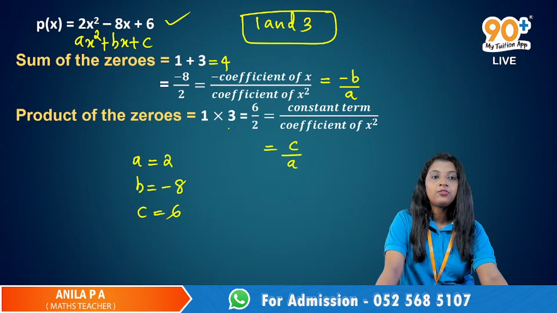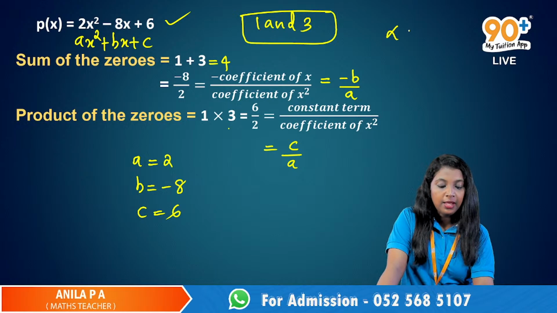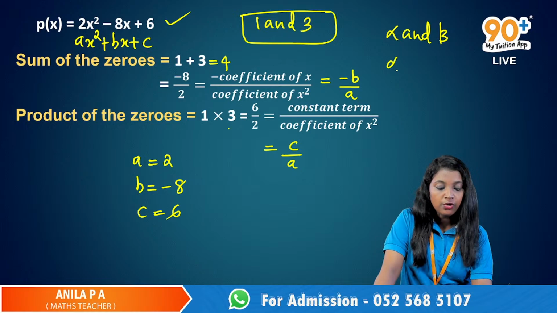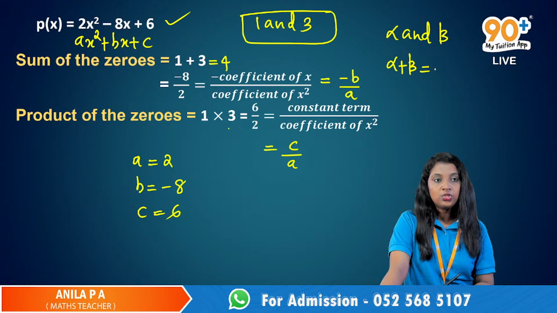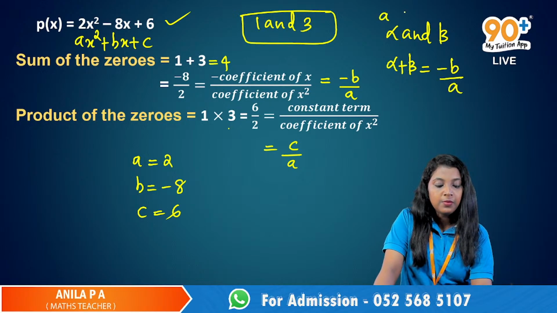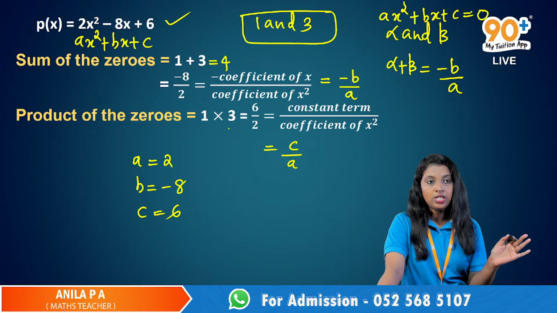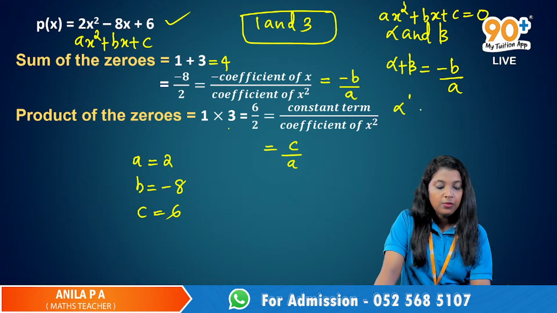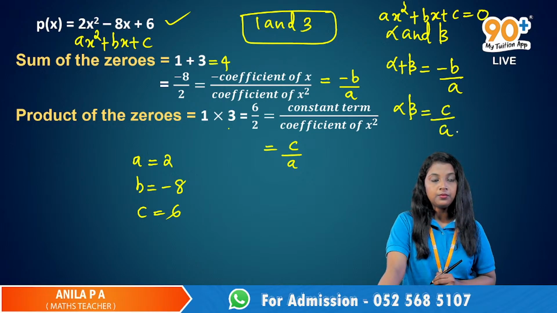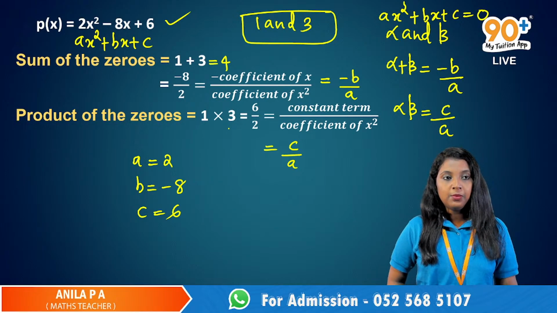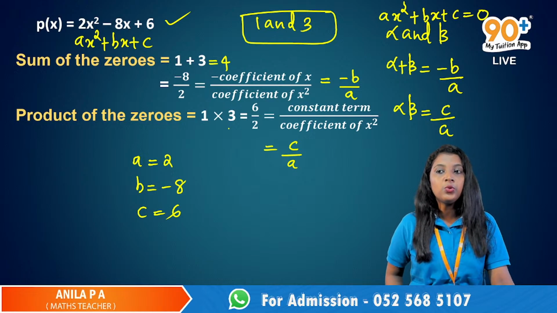So whenever we have two zeros, we usually call the zeros alpha and beta. Sum of zeros, or alpha plus beta, will be equal to negative b by a, where ax square plus bx plus c equal to 0 is the general form of a quadratic equation. And alpha beta will be equal to c by a. The sum of zeros will be equal to negative b by a, and the product of zeros will be equal to c by a.